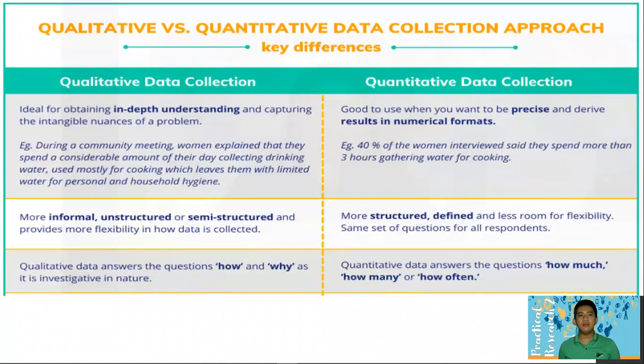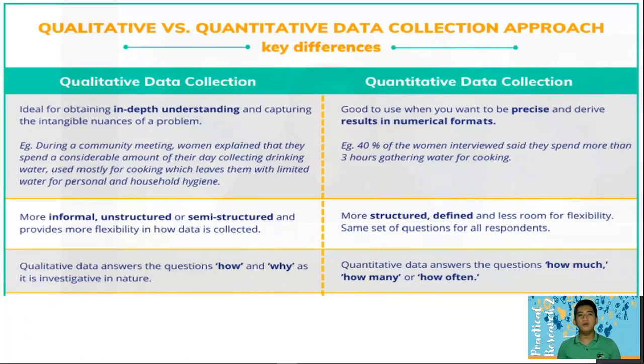In quantitative data, the results are precise and derived in numerical format, while qualitative data is an in-depth understanding that captures the intangible nuances of a problem. Let's look at this example.